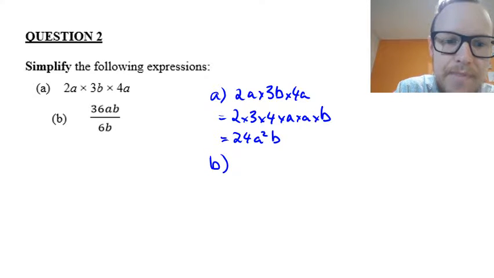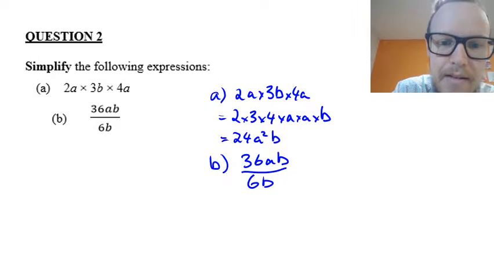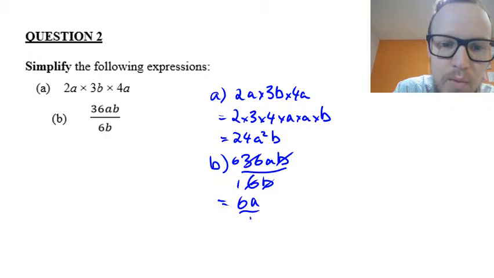And for b, 36ab over 6b. We can see there's a common factor of 36 and 6, which is 6 and 1. Common factor of b and b, so we're left with 6a over 1, which is equal to just 6a.